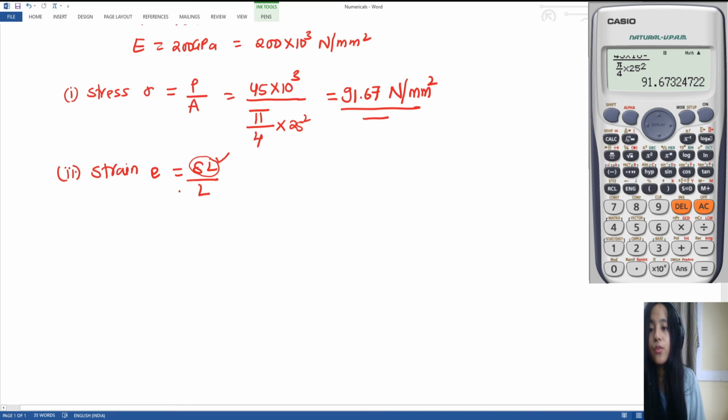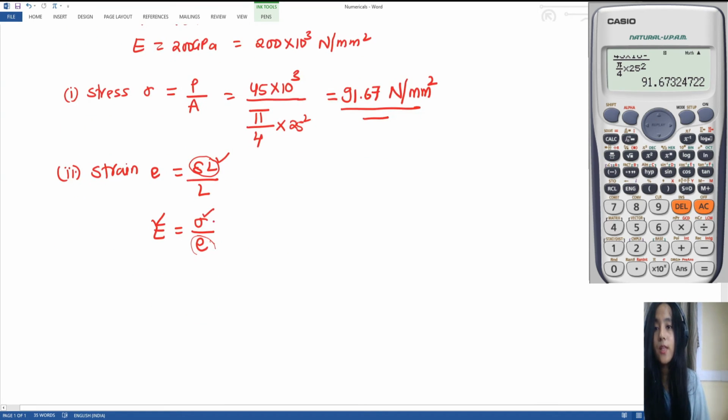Now we will use the relationship between modulus of elasticity, stress and strain. The relationship between them is E is equal to stress by strain, right? Since E is given and sigma we found from here, two terms are given already, so we can find the third unknown term, which is strain. So from here what do we get?